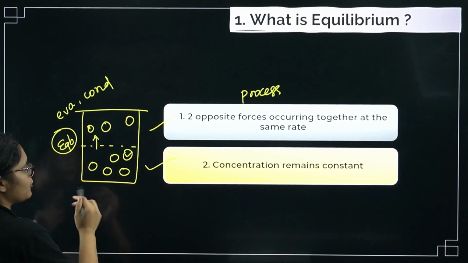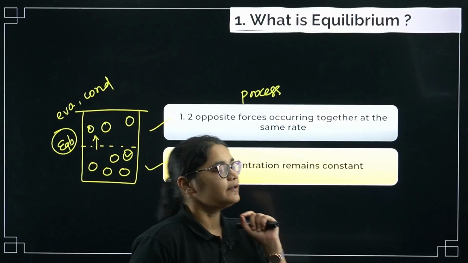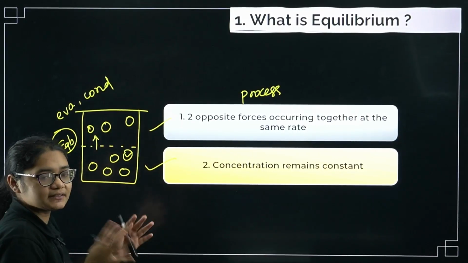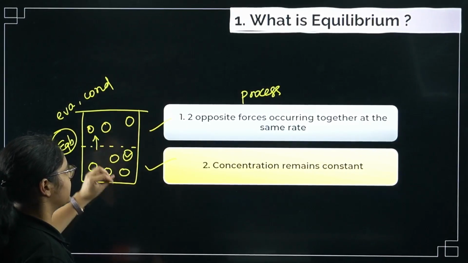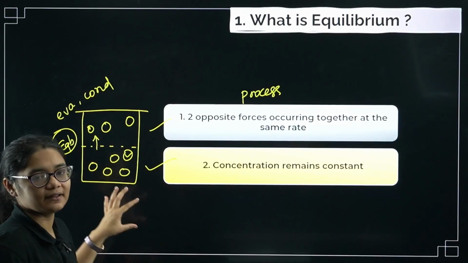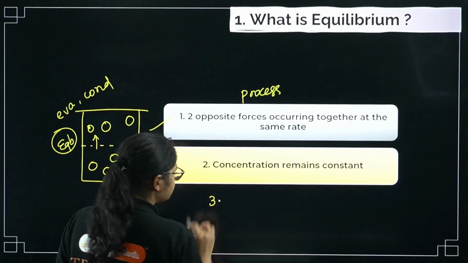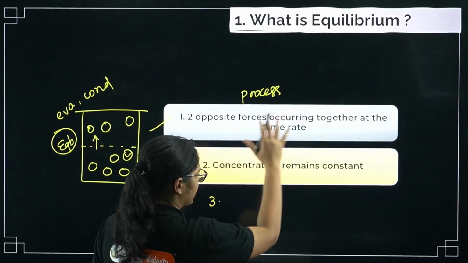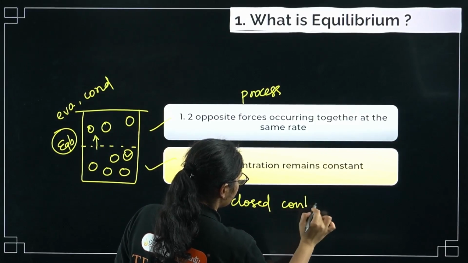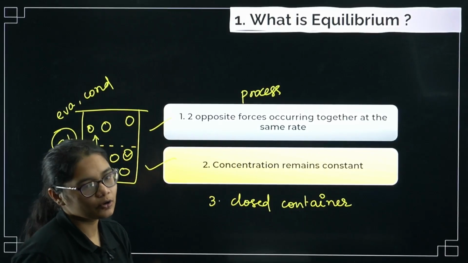Now you see both the processes, evaporation and condensation, are taking place, but the rate of evaporation, that is one particle going, and one particle coming, is equal. So that is why the concentration remains the same. You can see 3 particles are there in the vapor phase and 5 particles in the liquid phase. Next, any equilibrium can only be possible in a closed container. It is not possible in an open container, only in a closed container.